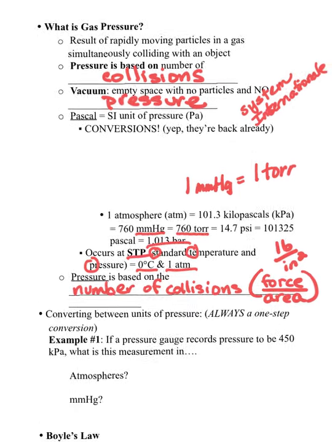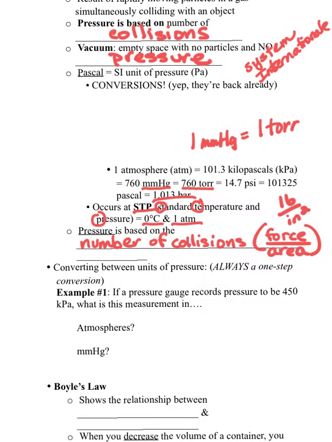So we're going to practice some conversions with units of pressure. We're always going to try and make these into one-step conversions. So if a pressure gauge records pressure to be 450 kPa, that's our given, 450 kilopascals. We know from dimensional analysis the kPa's are going to go on the bottom. They want to know it in atmospheres, so atmospheres would have to go on the top because that's what we're trying to find.